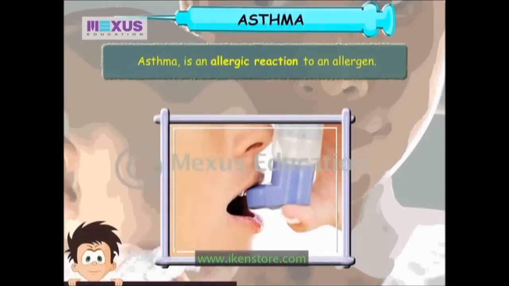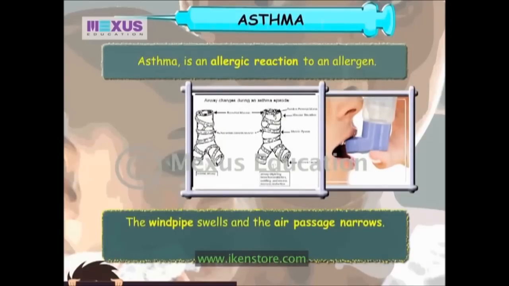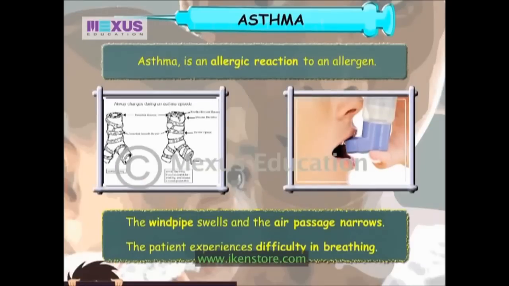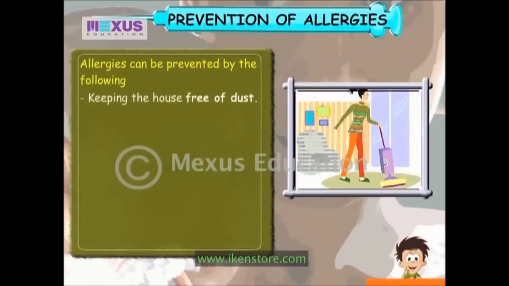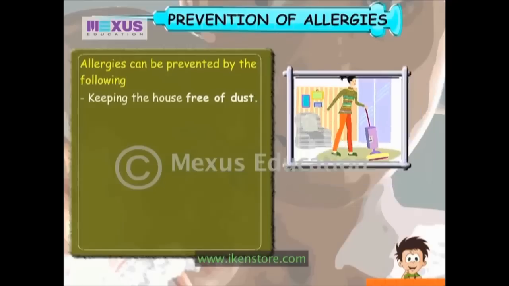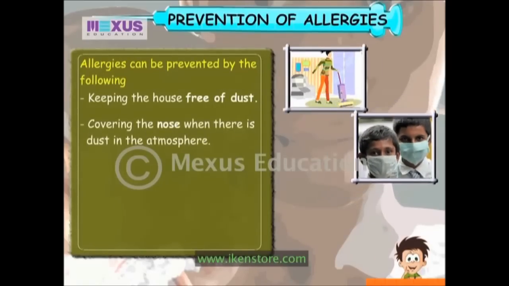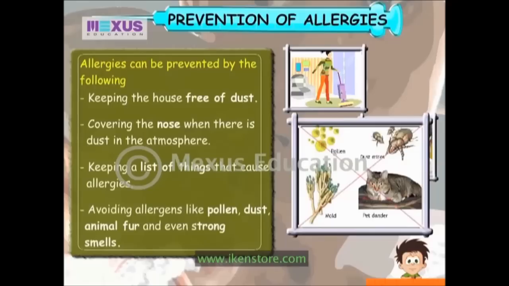Asthma is an allergic reaction to an allergen. The windpipe swells and the air passage narrows. The patient experiences difficulty in breathing. Allergies can be prevented by keeping the house dust-free, covering the nose when there is dust in the atmosphere, keeping a list of things that can cause allergies, avoiding allergens like pollen, dust, animal fur, and even strong smells.